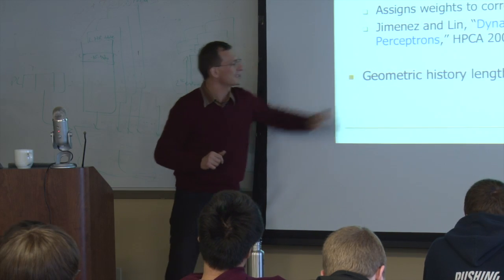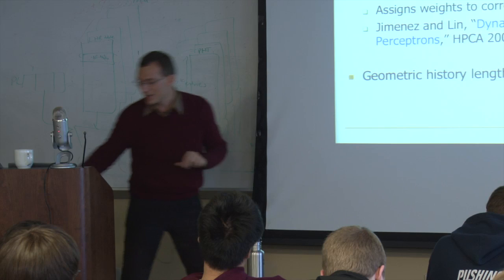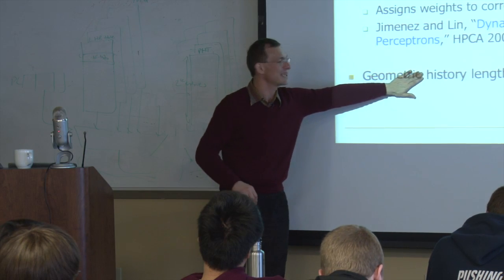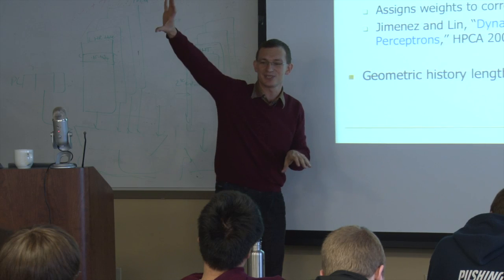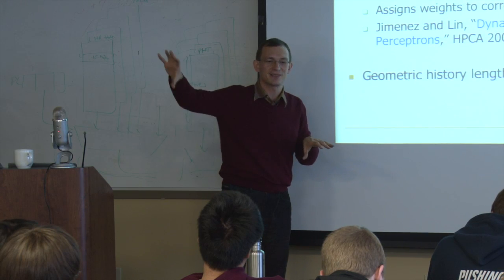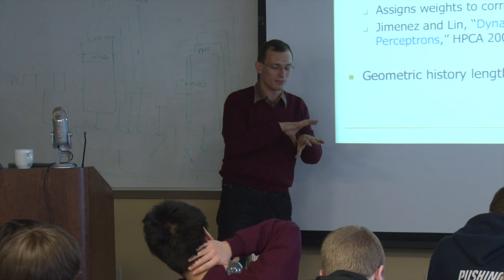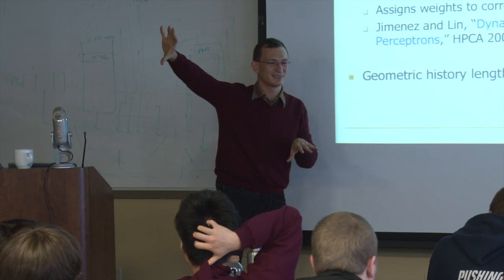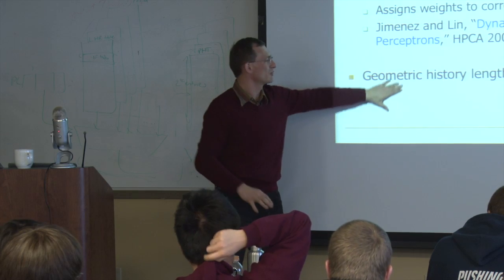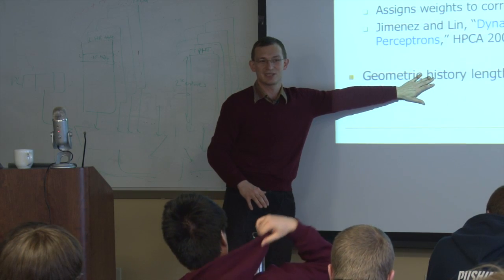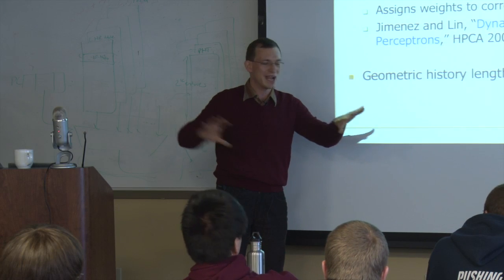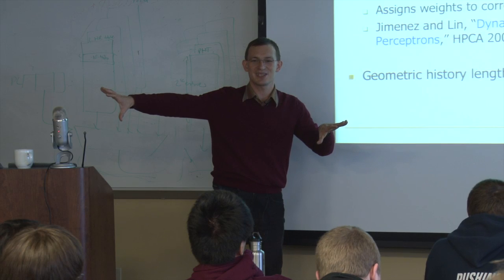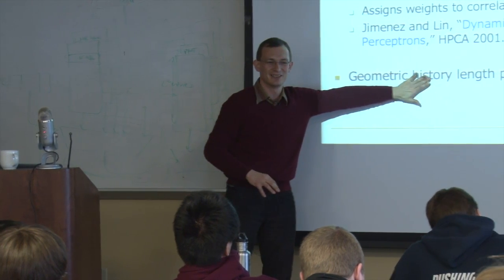So people have looked at the geometric history length predictor. Well, I guess your predictor is not geometric history length. But the idea over here is to have a set of tables with different history lengths where the history lengths actually grow as a geometric series. And now you get much better accuracy in your prediction because different branches are predicted by different tables in this case. It's kind of a cute idea, actually.